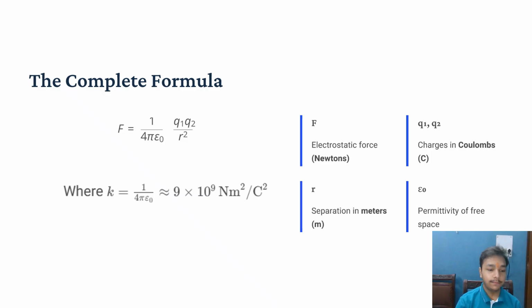So the force F acts along the line joining the two charges and is repulsive if Q1 and Q2 are of the same sign, and is attractive if they are of the opposite sign. Okay. So here F is the electrostatic force, Q1 and Q2 are the two charges in coulombs, r is the separation between those charges in meters, whereas epsilon naught is the permittivity of free space.